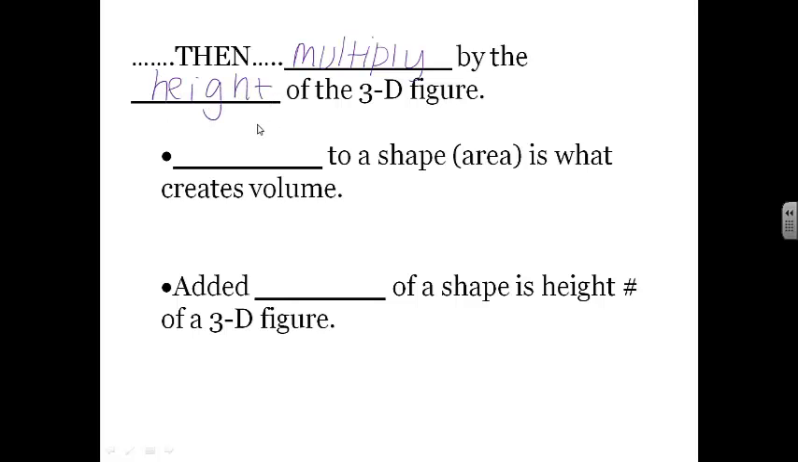This is what I'm about to talk about, what we did today in class. Height to a shape is all the areas combined to create volume. So height is what creates volume. It's how many areas you stack on top of each other. So the added areas of a shape is the height number of a 3D figure. If I have 10 areas put together, then the height will be 10, and you have to get the area and multiply by 10.